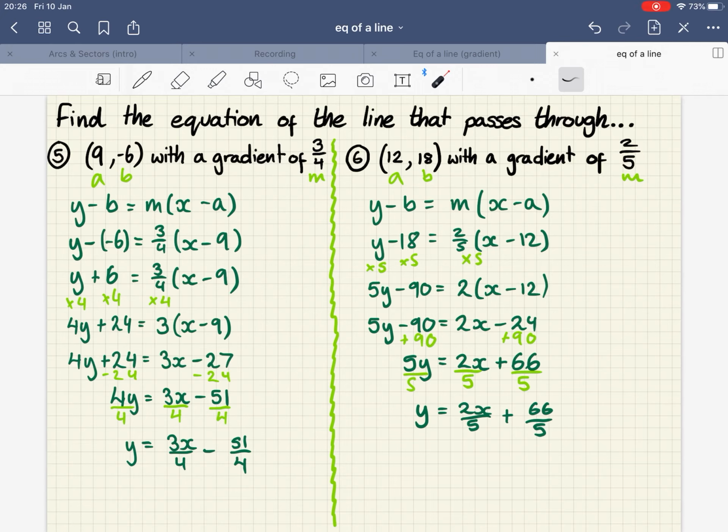So that is how to find the equation of a line when we are given a gradient.